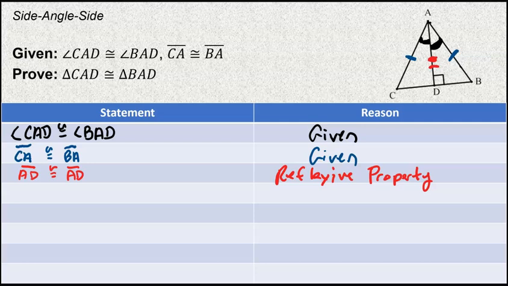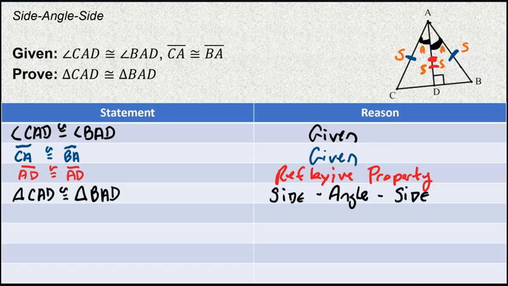AC or CA as listed in the given is a side. Angle CAD is an angle, and then I have my reflexive side here. On the other side, I have the same thing going on, the other half of the triangle. To state that better, BA is a side, angle BAD is an angle, then AD is yet another side. So it spells out side, angle, side. I can conclusively state that triangle CAD is congruent to triangle BAD by side, angle, side.